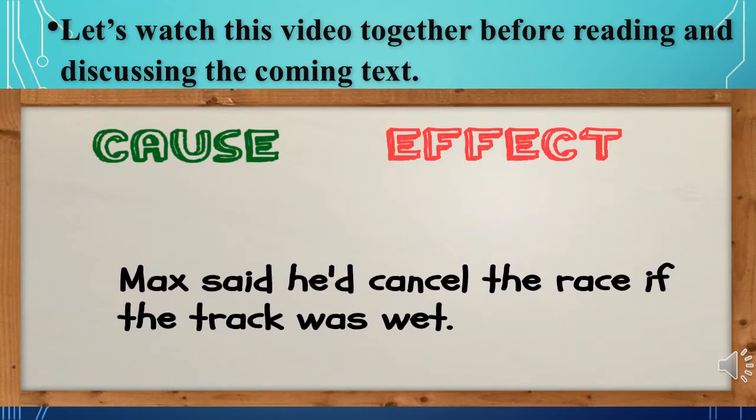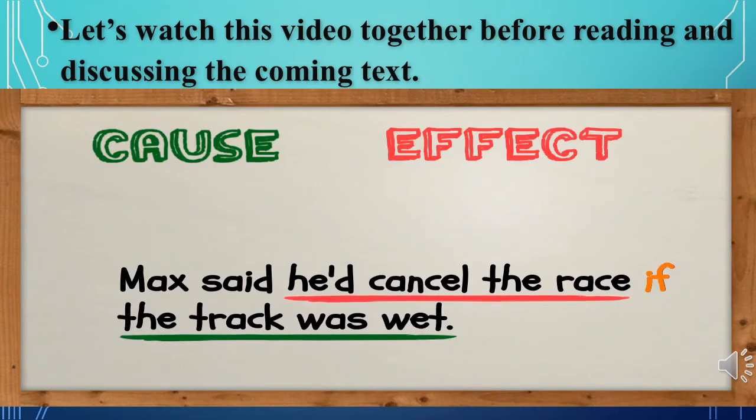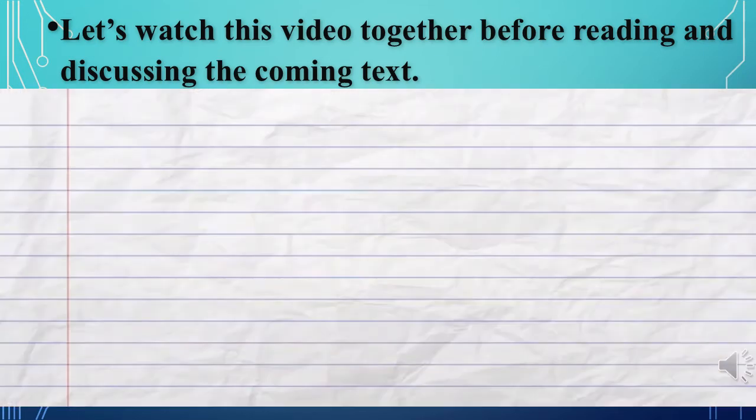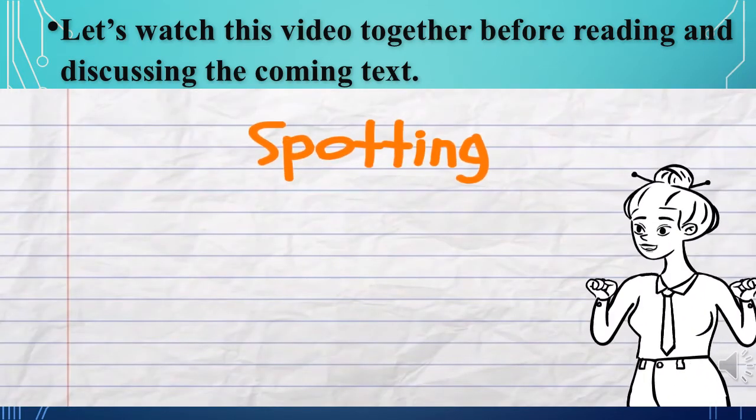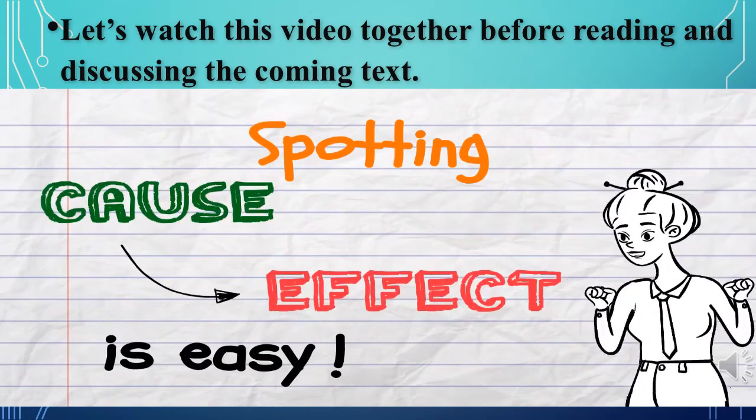Max said he'd cancel the race if the track was wet. The word if signals cause and effect. This is the cause, and this is the effect. Spotting cause and effect is easy.